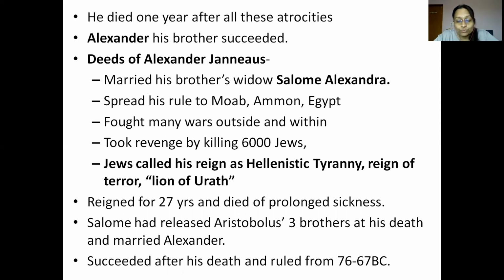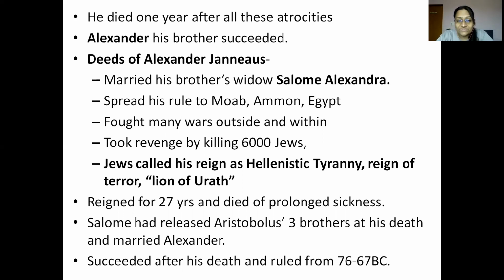He spread his rule to Moab, Ammon, and Egypt. He fought many wars outside and inside. He took revenge by killing around 6,000 Jews. So he killed his own people. He killed around 6,000 Jews to take revenge. The Jews called his reign a Hellenistic tyranny, a reign of terror, or lion. They called him the Lion of Wrath. Okay, so they were scared, and he was just devouring the Jews, though he himself was a Jew, we can say, but he was devouring the Jews. Okay, so that was not something very nice, we can say.